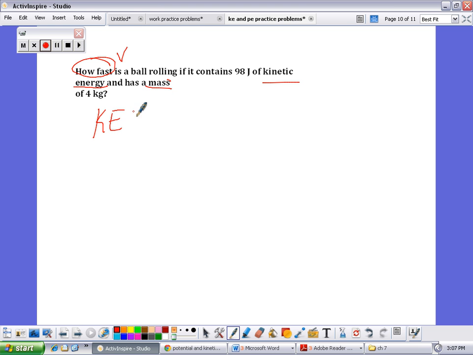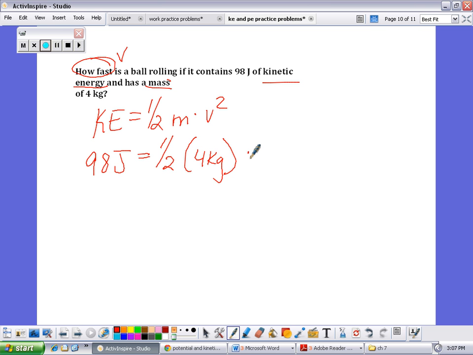So we use kinetic energy as 1/2 mass multiplied by v squared. So it gives us kinetic energy of 98 joules and half of the mass, which is 4 kilograms, multiplied by v squared. And v is what we're looking for. So half of 4 is 2 kilograms multiplied by v squared. We have our energy over here.